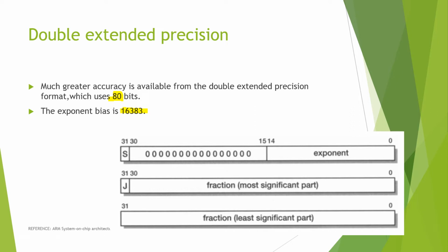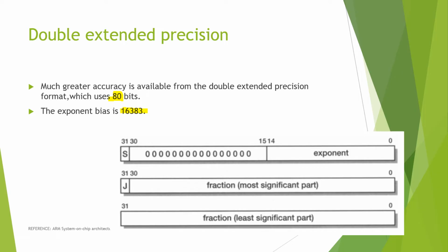That is to the left of the binary point; for all normalized numbers you have this j bit. Similarly, you have the fractional part that has 0 to 31 as the least significant part, and then a section that is the most significant part of the fraction. Then the exponent, 0 to 14, that represents the exponent, and the remaining will be zeros. Then the last sign bit, which can be 0 or 1.